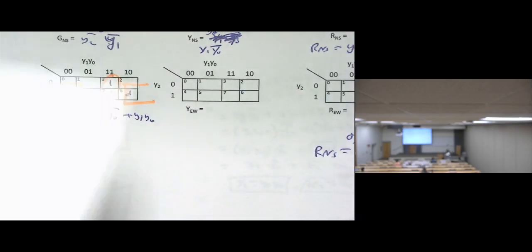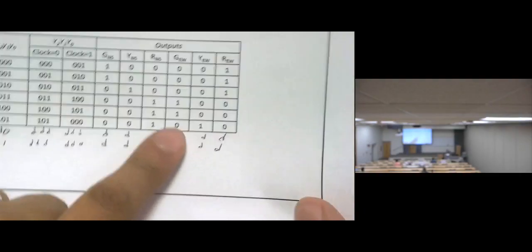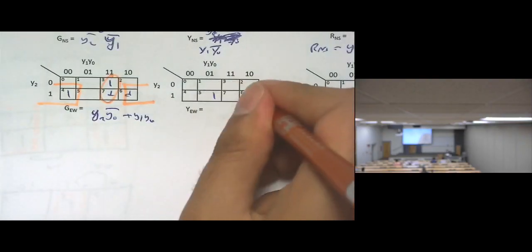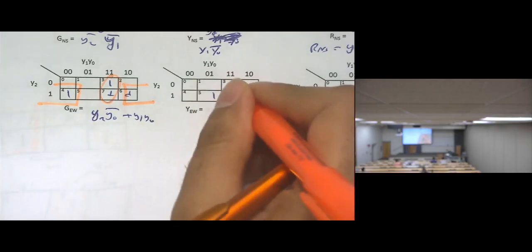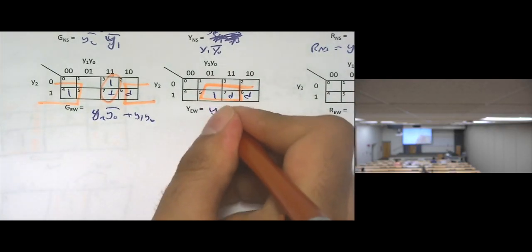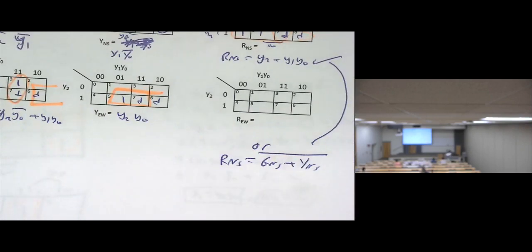How about the yellow? The yellow east-west is at M5, then 6 and 7 don't care. M5, 6 and 7 don't care, so we can group only these 2. And it's going to be Y2 Y0.